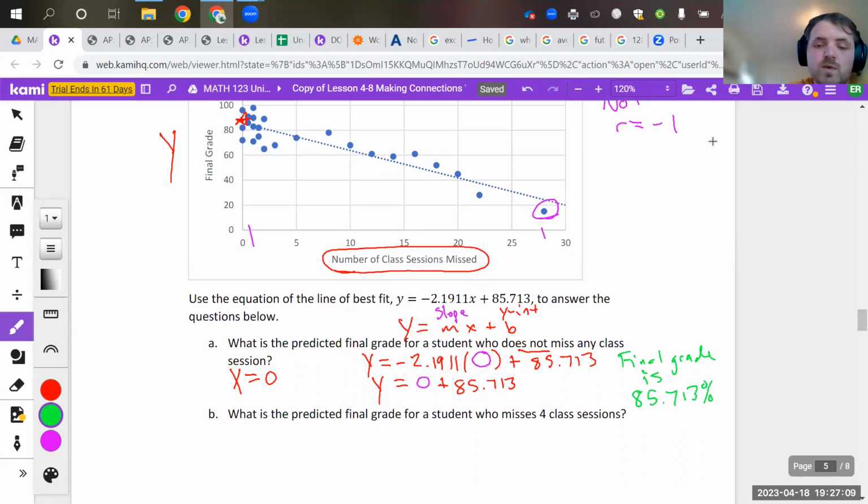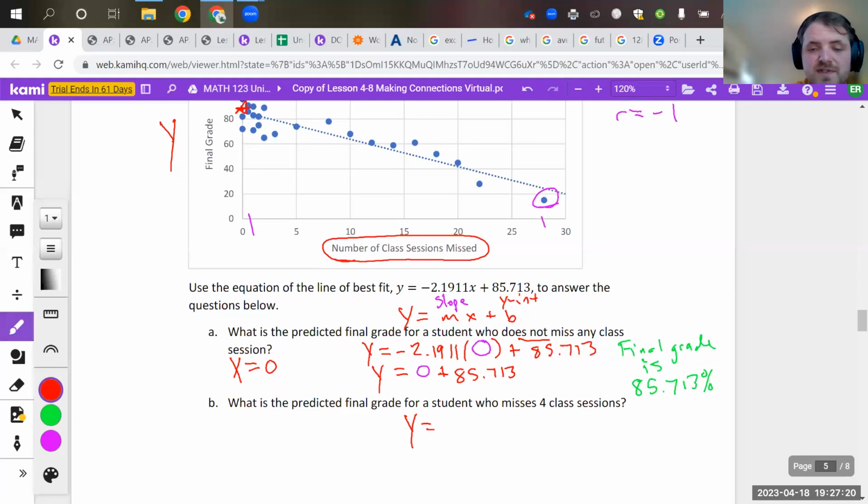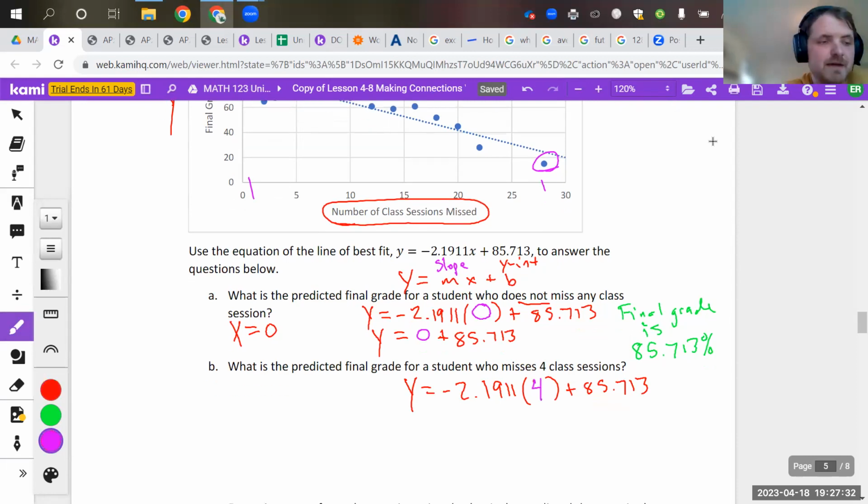Now, again, it says, what is the predicted final grade for a student who misses 4 class sections? The only thing that should be changing here is we had 0 classes missed. Now we have 4 classes missed. The only thing that should be changing is that purple 0 should now be a purple 4. I highly recommend having a good calculator handy with you so you can do these quickly. Doing this on your phone or not a great calculator is pretty stressful. I was trying to do it earlier this week and I had to do it on my phone and it was just super annoying, if I'm being honest.